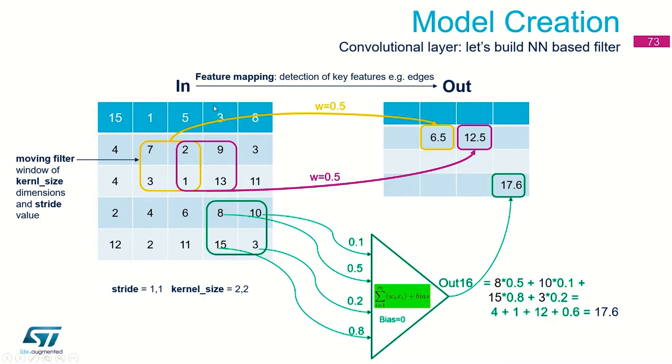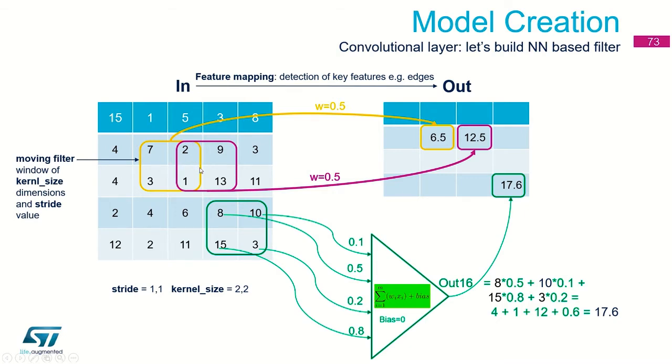So let's consider the input for the neural network, a matrix with numbers. For the convolution filter, we need to define the window, or kernel size. In our case, the kernel size is 2x2, and the stride value, or the step of moving the filter. In our case, the stride value is 1x1, so we are moving one field in each direction of the matrix.